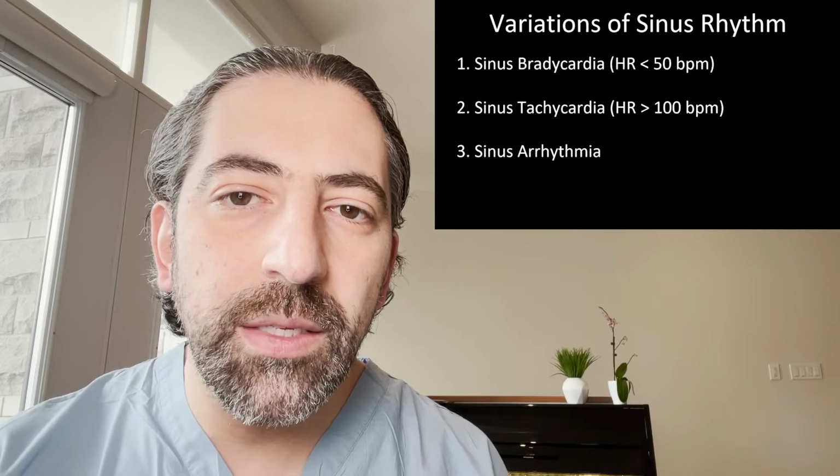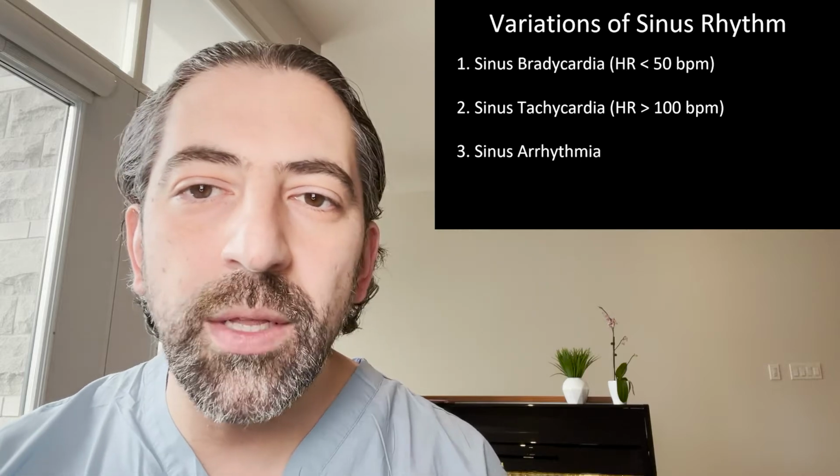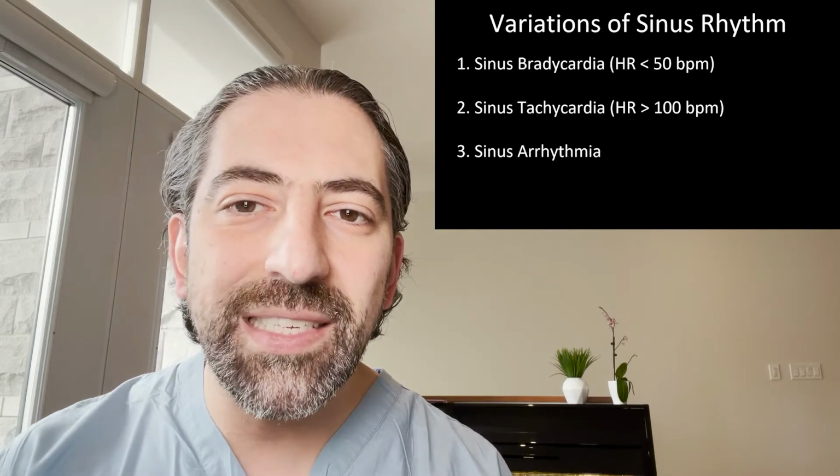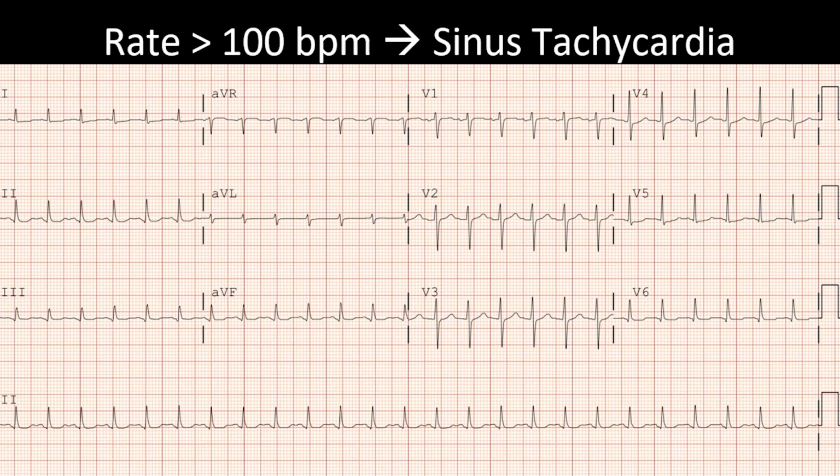Likewise, another variant of sinus rhythm is sinus tachycardia. Because the heart rate is more than 100 beats per minute, we no longer call it normal sinus rhythm, rather we call it sinus tachycardia. And here you see that the heart rate is more than 100 beats per minute. There's a P wave preceding every QRS, there's a QRS following every P wave, and the P wave axis is normal.